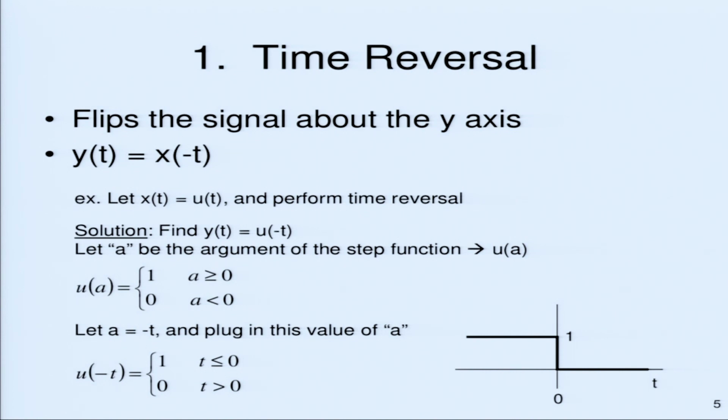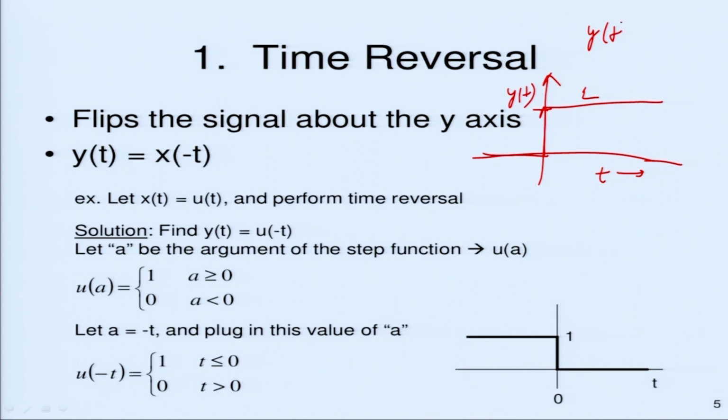The first one is time reversal. What is time reversal? We have seen a unit step signal. Basically, this is the representation of a unit step signal. This is the graph, here we have 1, this is the time axis, and this is y of t. Basically y of t is equal to u of t. If you do time reversal here, what will happen? It will turn exactly opposite on the y axis.